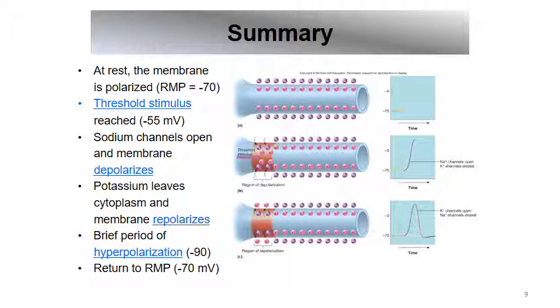And so a summary, at rest, the inside is negative. Threshold stimulus, this is the strength of the depolarization. So if enough sodium channels opened, then you can start an action potential if you reach this threshold. And so then it leads to depolarization. Repolarization is going back to normal. So here the potassium leaves the cell when those voltage gated channels open. And at the end, a little bit of hyperpolarization occurs. But then the potential goes back to normal.